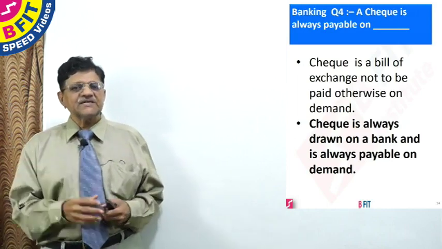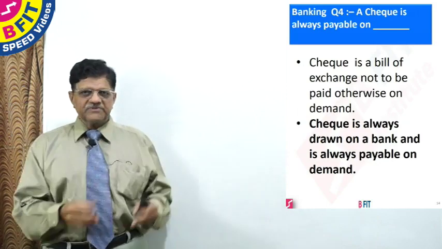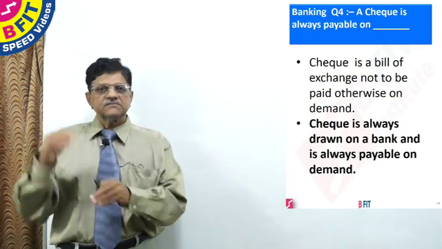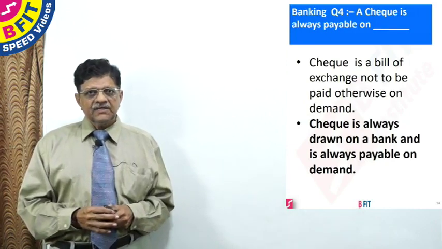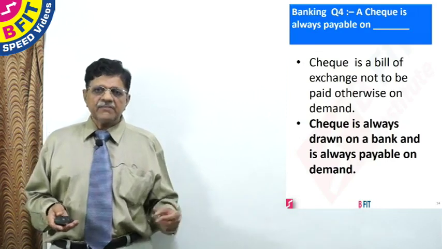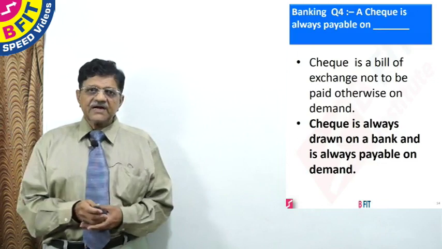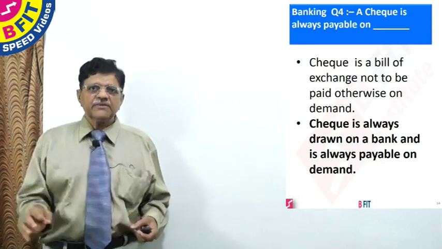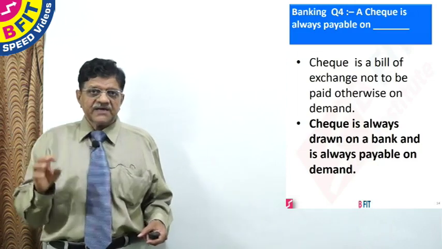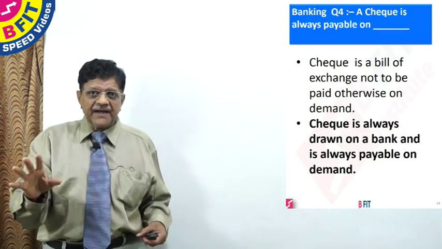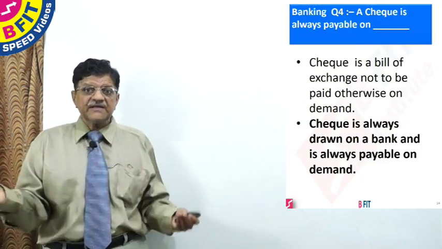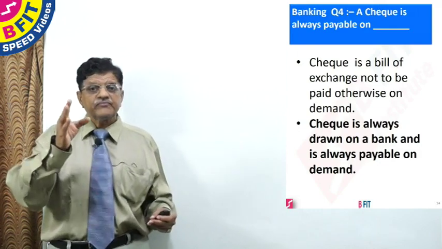Then suppose somebody writes a check, pay to Mr. Gupta a sum of rupees 2 lakhs after 3 months, then it becomes a usance. A usance period is attached. It is not payable on demand. No. A check, by its very definition, is a negotiable instrument. It is drawn always on a bank. And number 3, it is always payable on demand. It cannot be made payable in any other manner. If it is made payable in any other manner, it will cease to be a check.